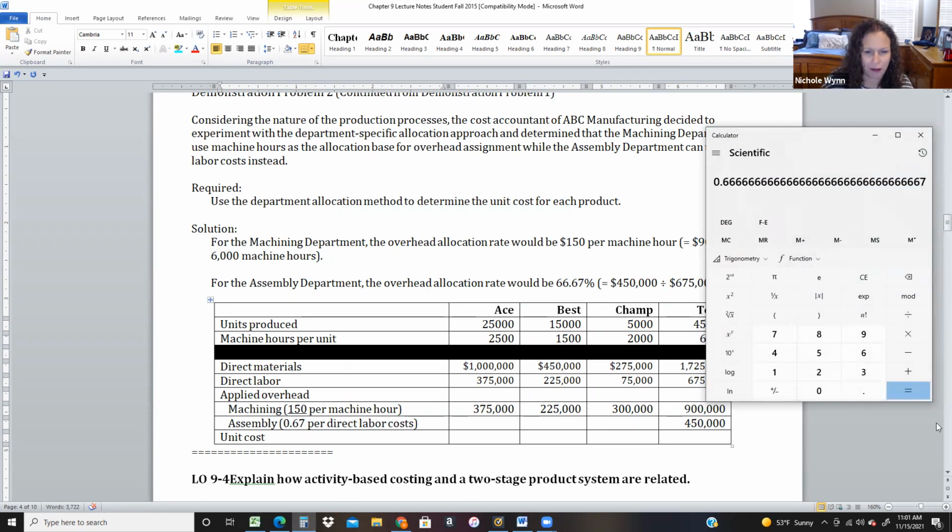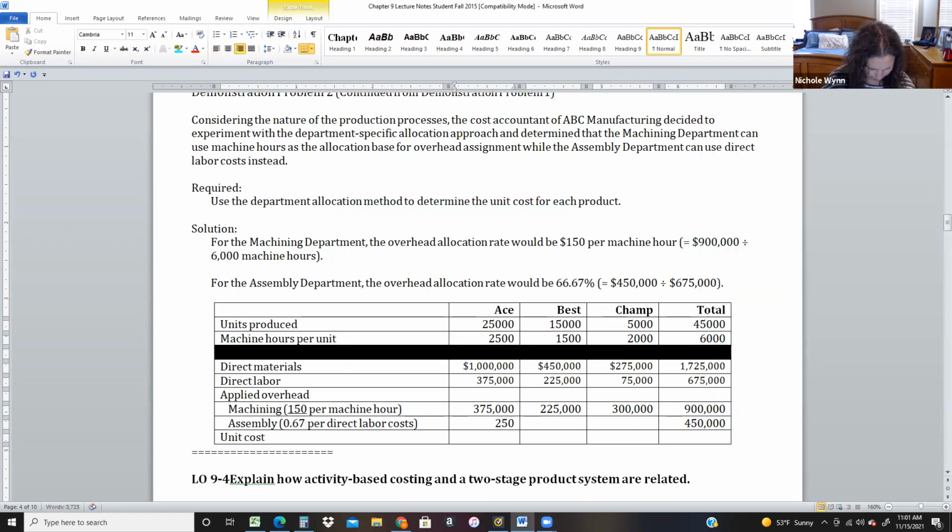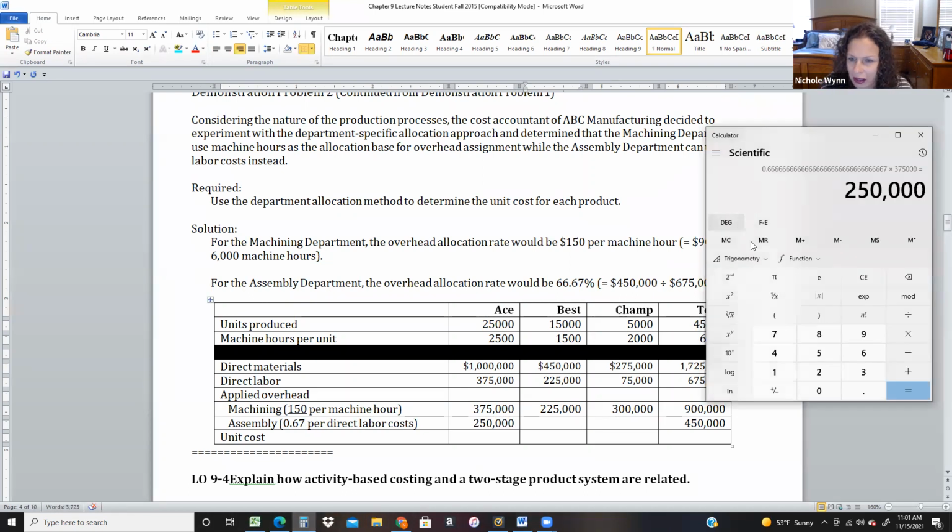So I'm going to use that number and take it times the direct labor costs. I'm going to take 0.67 times direct labor costs, 375. So here I have 250. And then I want to bring that number back. So memory recall times direct labor cost, 225. So 150.